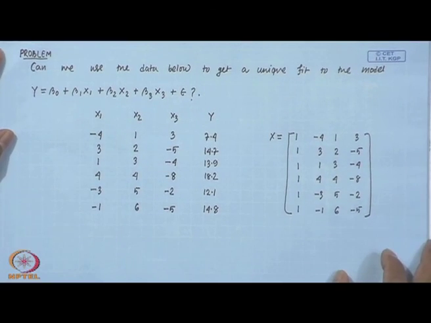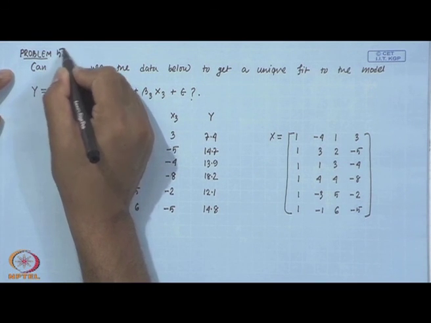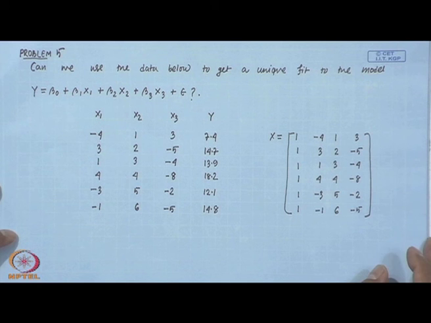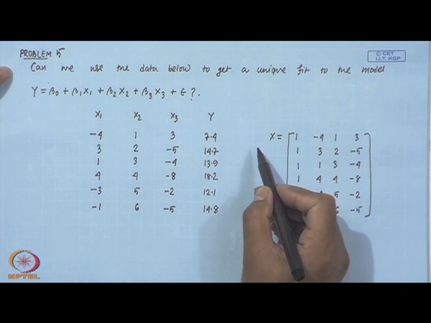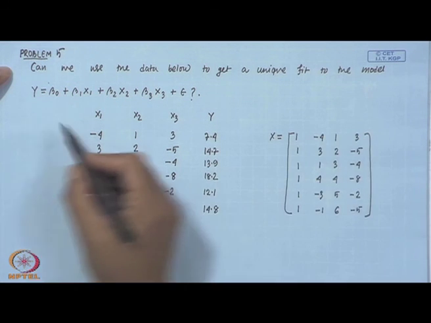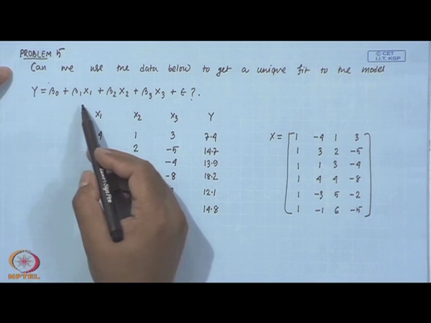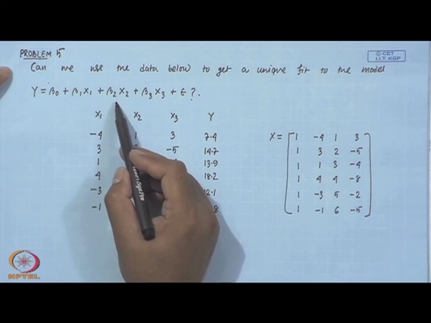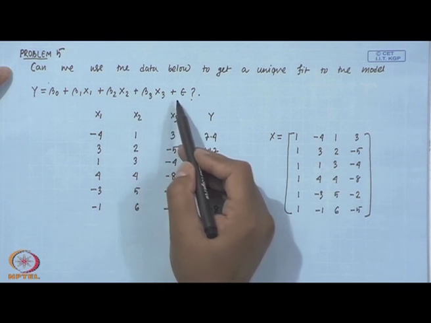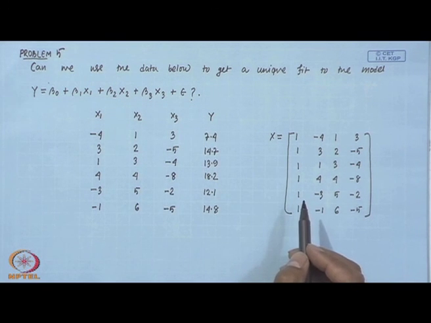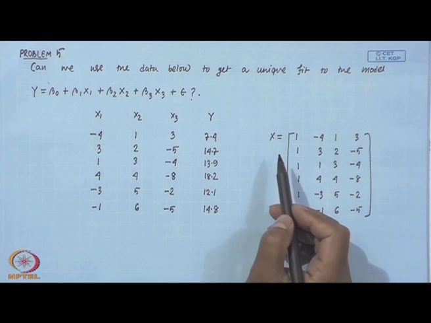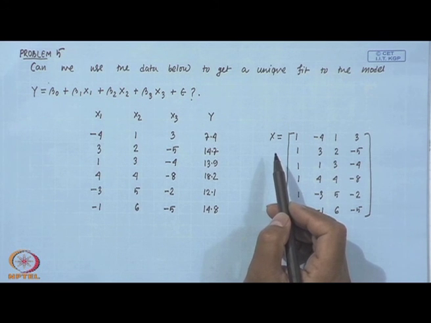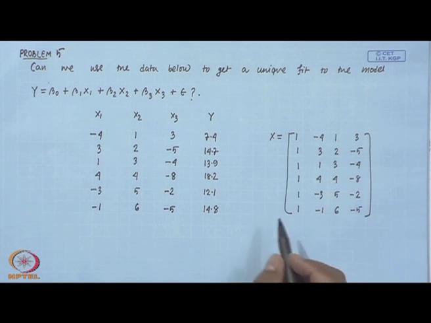So, this problem, let me call it problem 5. Okay. So, it says: can we use the data below to get a unique fit to the model y equals beta naught plus beta 1 x1 plus beta 2 x2 plus beta 3 x3 plus epsilon? So, can we fit this model uniquely using this data? That is the question.